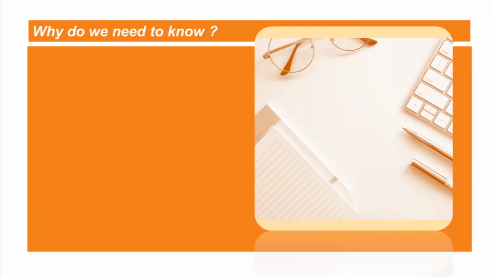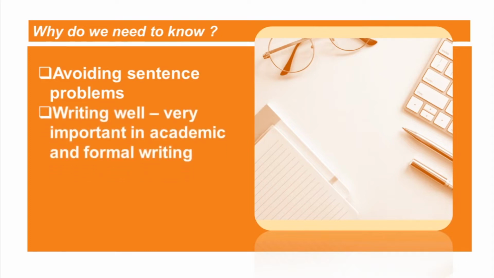However, we need to know, why do we need all this knowledge in the first place? Of course, the first thing you want to do is to avoid sentence problems. This is especially important if you're writing in an academic setting or formal writing. In informal writing, on the other hand, you might get away with a lot of grammatical mistakes, or in what we call poetic language, they do not really follow the basic grammatical rules because they are artful language.